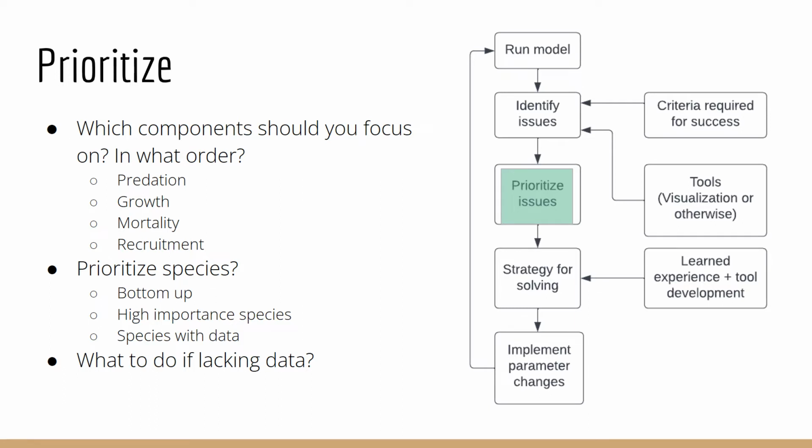So then we're on to prioritization. Which issues that you've identified should you focus on first? It seems sensible to focus on bottom up. It seems sensible to rank species based on importance. It also seems sensible to focus on species that have data. How does everyone else prioritize? And how do you prioritize calibrating a group when you have no data or insufficient data? How do you even calibrate at all under those circumstances?